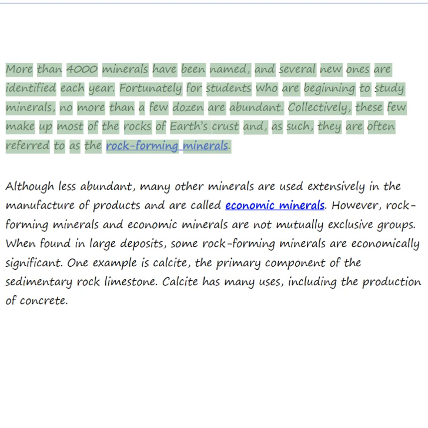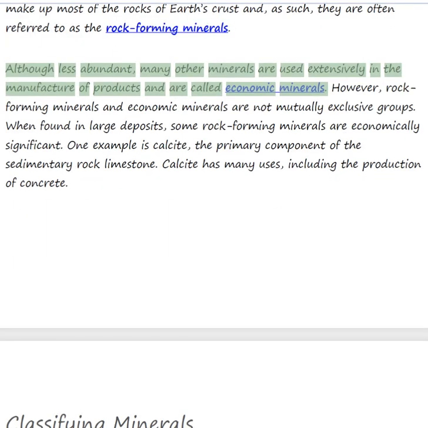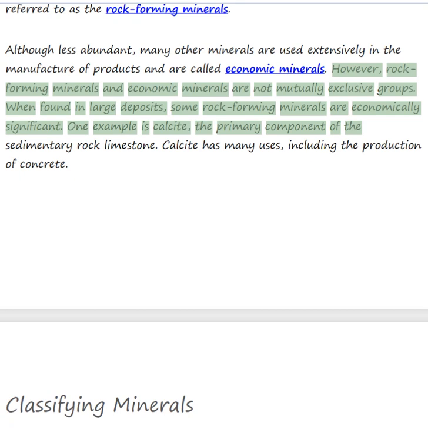Collectively, these few make up most of the rocks of Earth's crust and, as such, they are often referred to as the rock-forming minerals. Although less abundant, many other minerals are used extensively in the manufacture of products and are called economic minerals. However, rock-forming minerals and economic minerals are not mutually exclusive groups. When found in large deposits, some rock-forming minerals are economically significant.